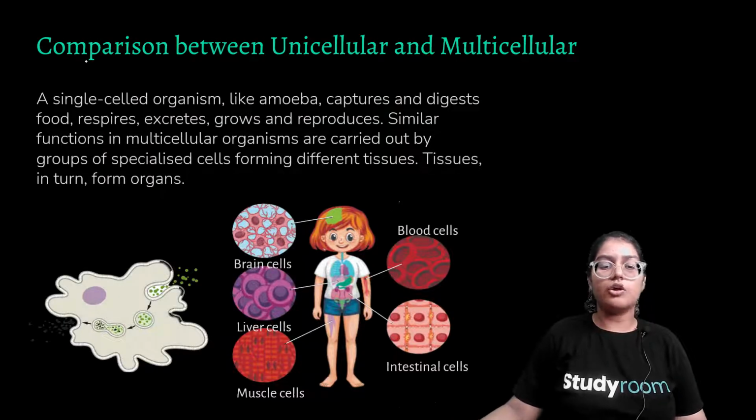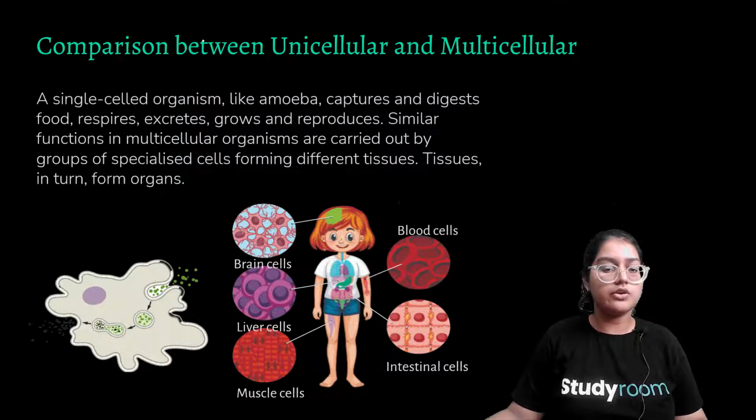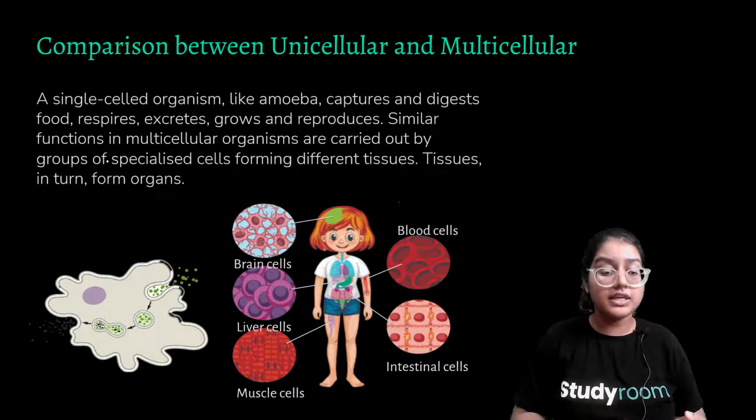Now we'll be talking about the comparison between unicellular and multicellular organisms. Just like the name suggests, unicellular means it has a single cell, and multi means it has multiple cells. A single-celled organism like amoeba captures and digests food, respires, excretes, grows and reproduces. A single cell is performing all varieties of function.